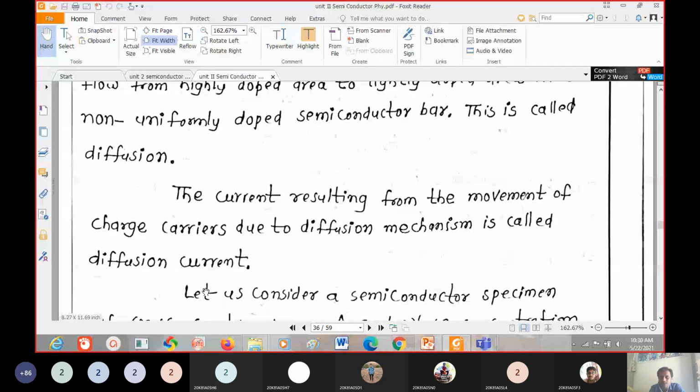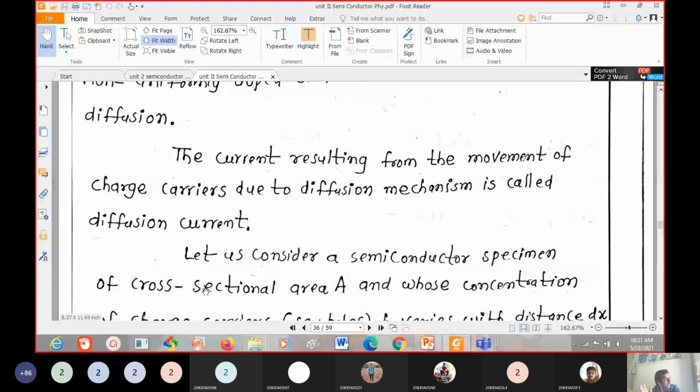So see here, electrons will move from higher concentration to lower concentration. Similarly, holes will move from higher density concentration to lower density concentration. So due to this process, what happened? Electrons are moving from one side to another side, and some current is passing through the circuit, because those electrons move in only one particular direction. Due to this motion, some current is passing. That current we will call diffusion current.